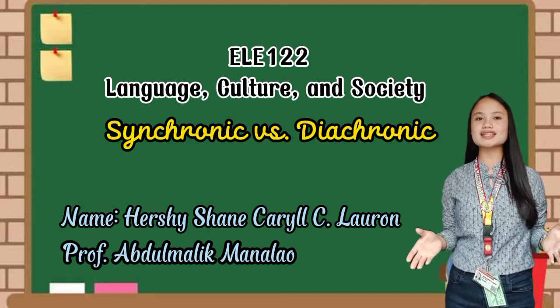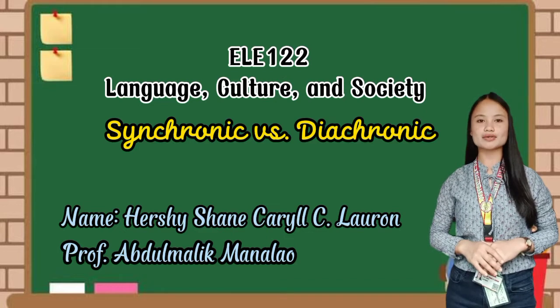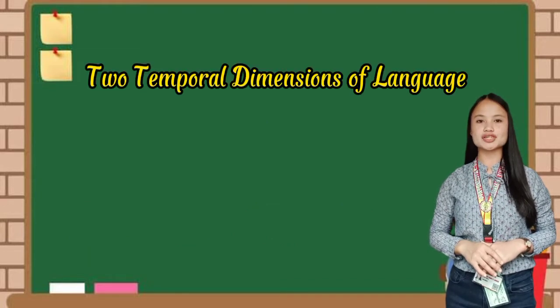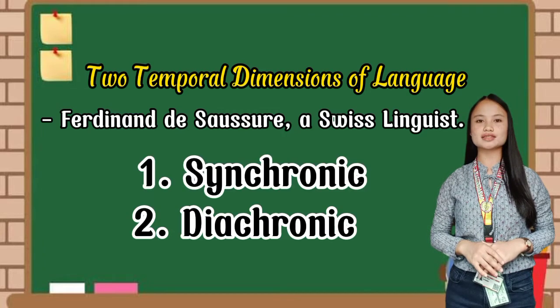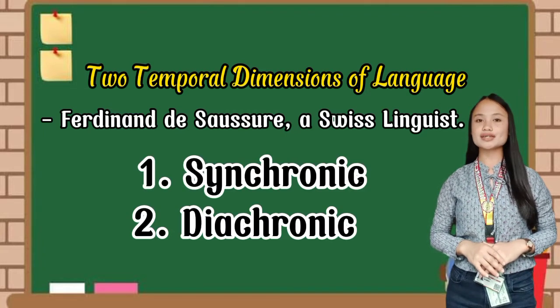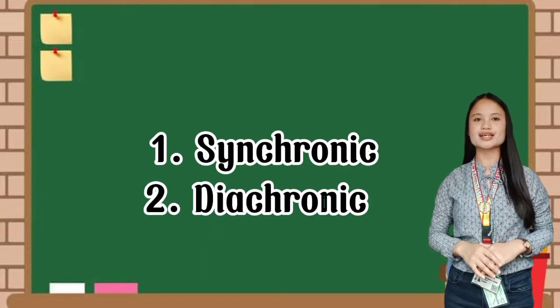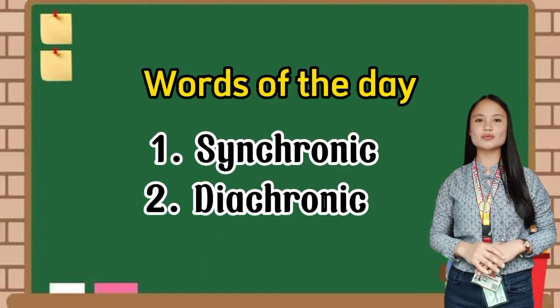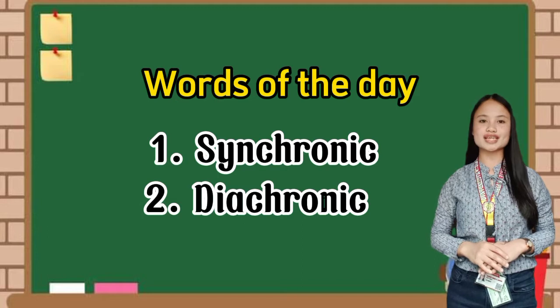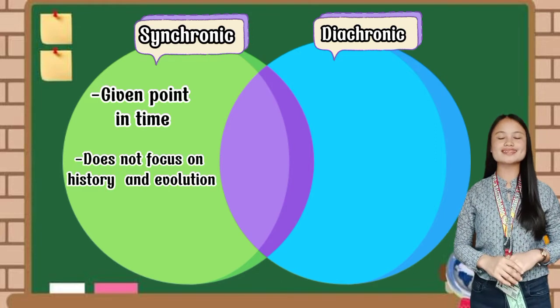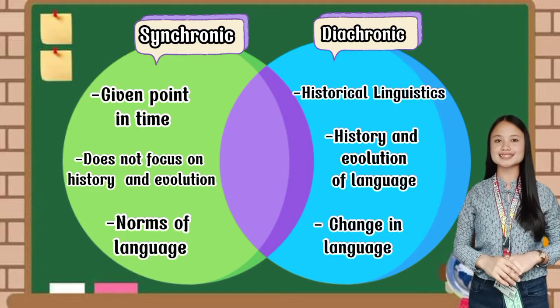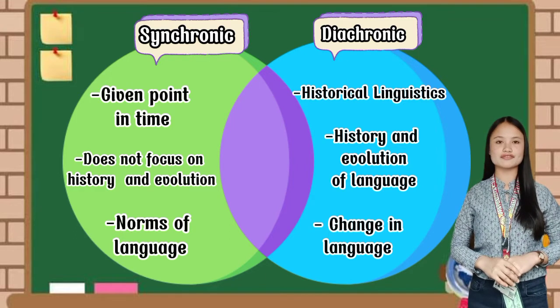In this video presentation, I'm going to talk about the two temporal dimensions of language by a Swiss linguist, Ferdinand Saussure, namely synchronic and diachronic. Synchronic and diachronic will be our words of the day, or WOTD. As you can see, we have the Venn diagram there for their differences and similarities. Let's first talk about their differences.